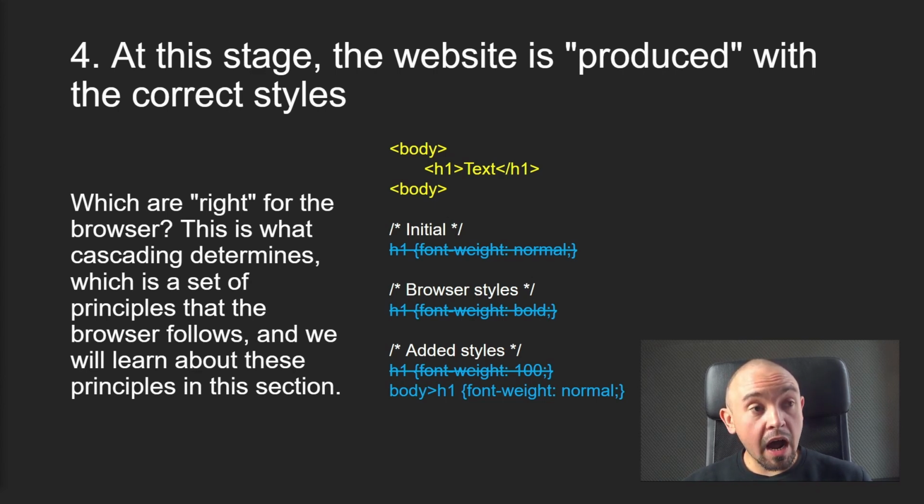But note that in our own styles, we have two different rules matching the same element. How did the browser choose the last rule to apply to the website? Cascading is also responsible for this, and this is what we will learn in this section. But first, let's move on to some practice, so I could show you what I just said.